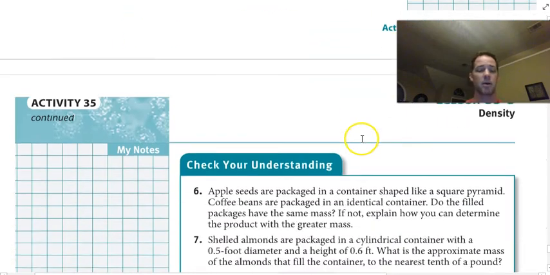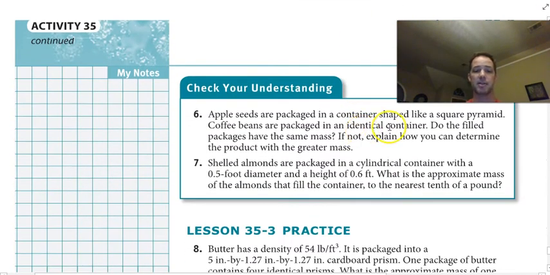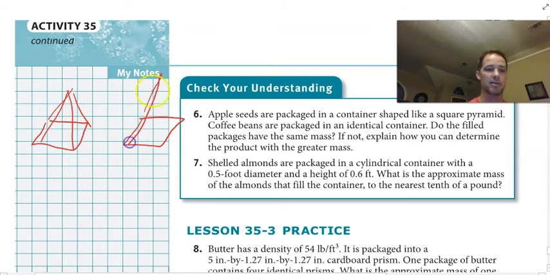All right, so now let's practice some. It says apple seeds are packaged in containers shaped like square pyramids. Coffee beans are packaged in identical containers. Do the filled packages have the same mass? If not, explain why. So if you take the same square pyramids and you put coffee in one and apple seeds in the other, are they going to weigh the same? No, because they have different densities. Which one is going to weigh more? Whichever one is more dense.